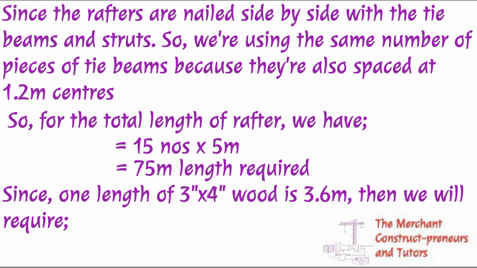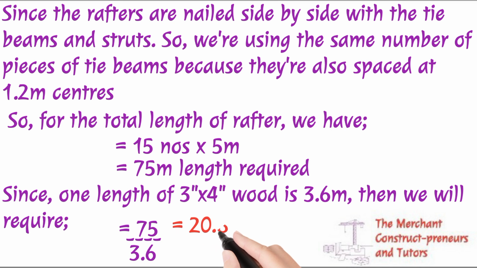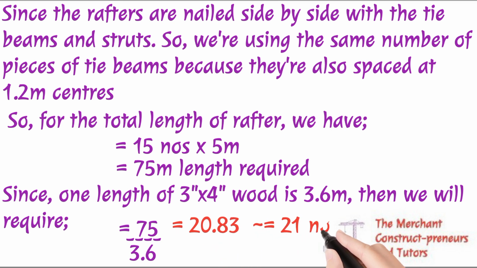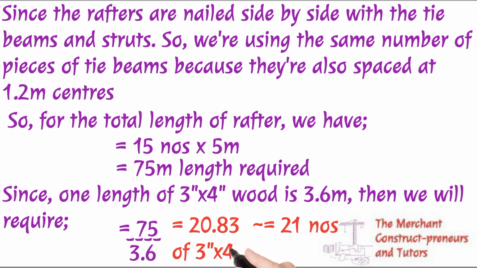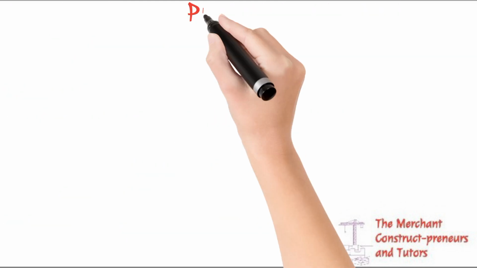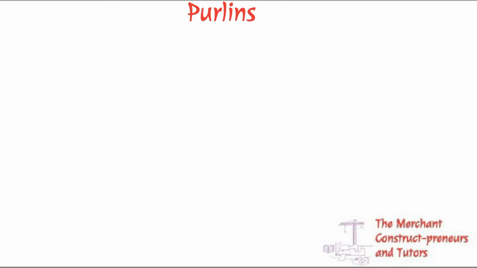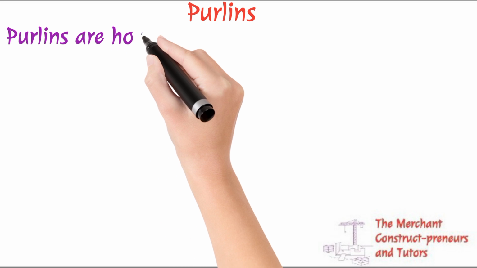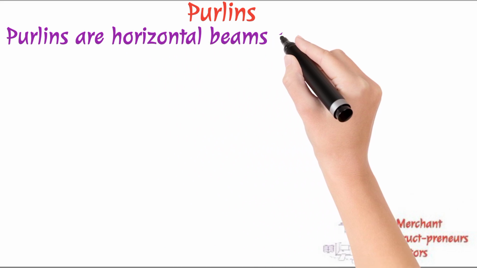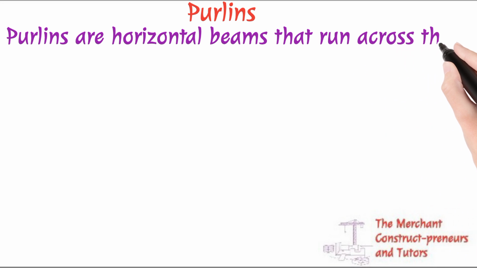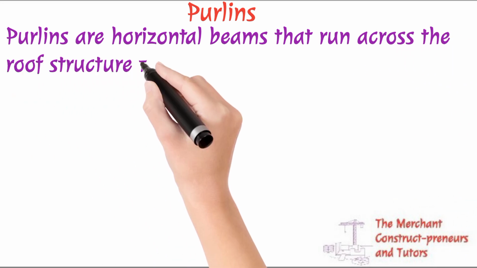Now, they don't sell wood in the market at 75 meters length. The standard length is 3.6 meters, and the wood used is 3 inches by 4 inches. We want to know the number of wood we need to buy. So 75 meters divided by 3.6, the dimension of one length, gives us 21 pieces of 3 inches by 4 inches wood for our rafters.